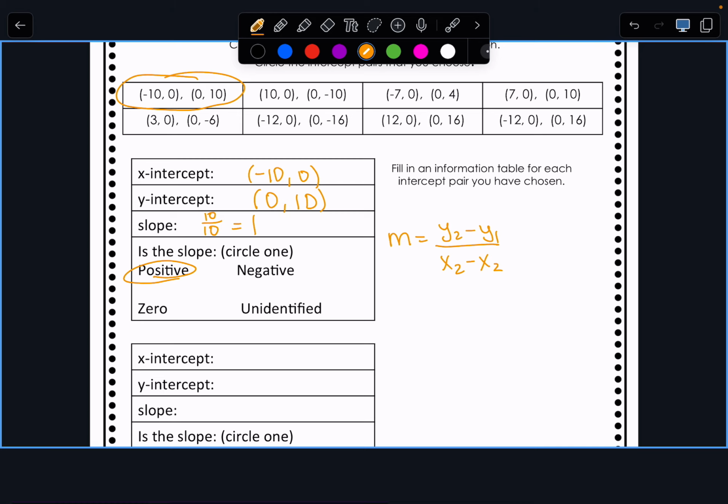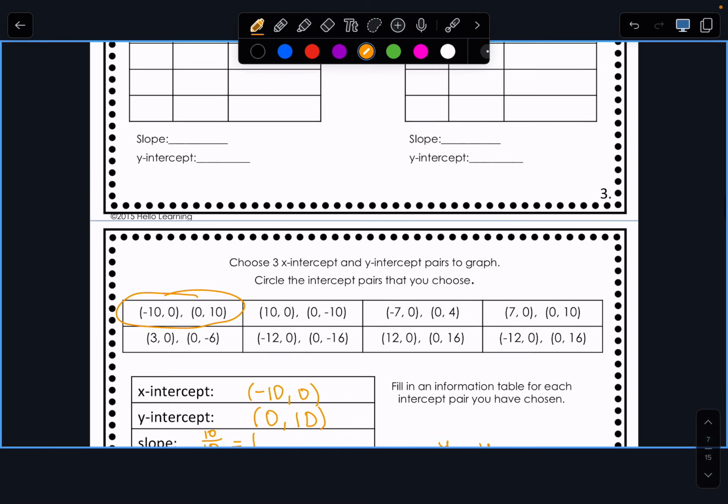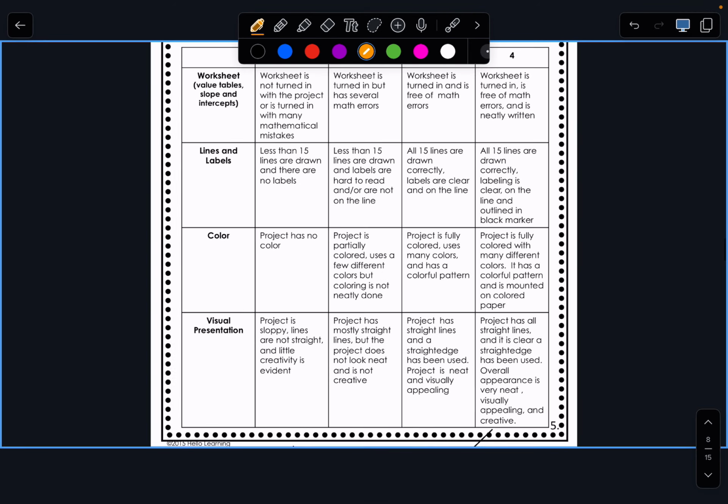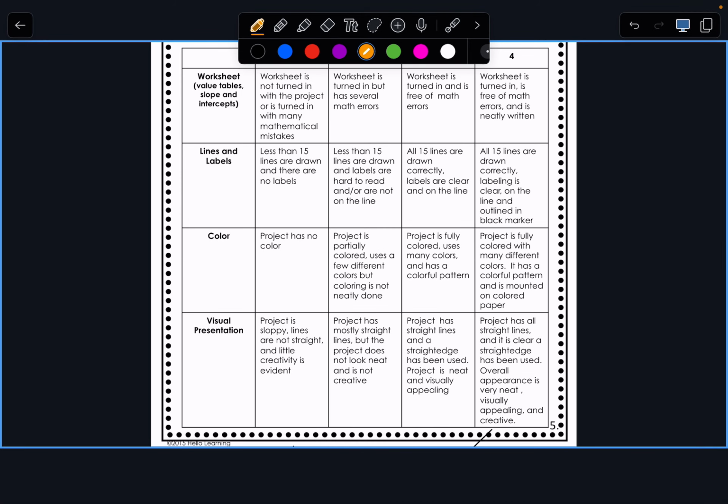Isn't this amazing? Yes. So, I'm going to project. This is how I'm going to grade it. Okay. These are colored.